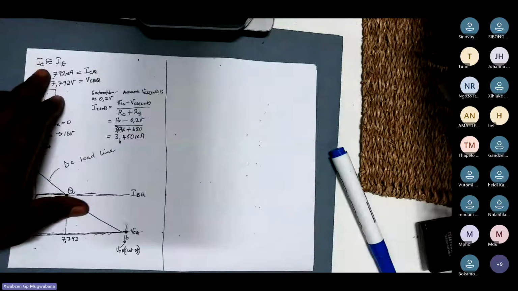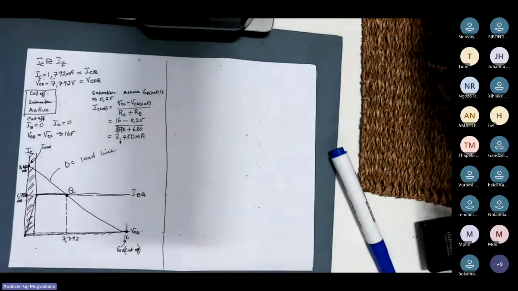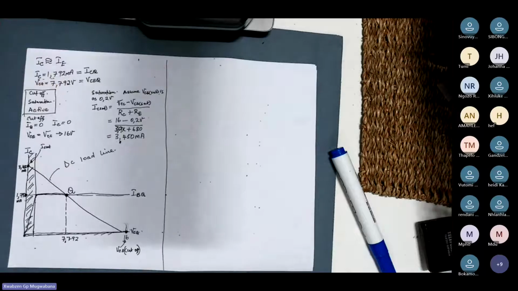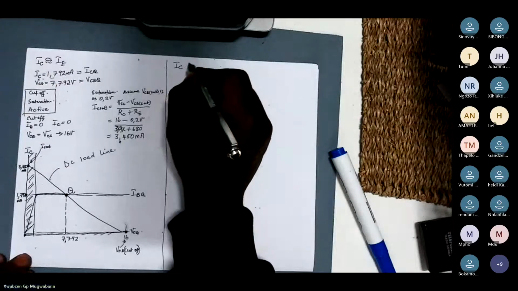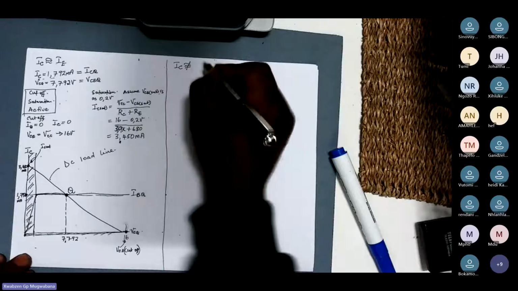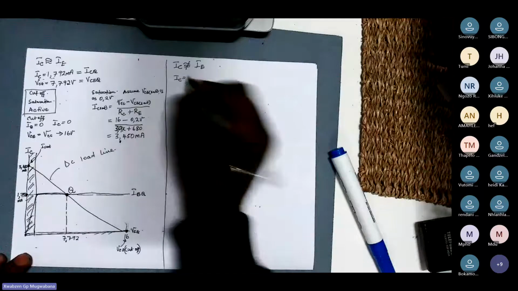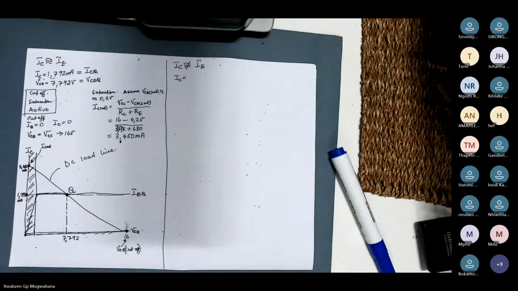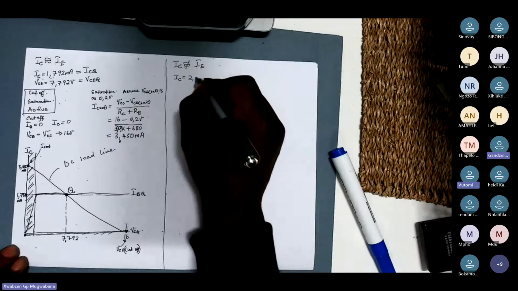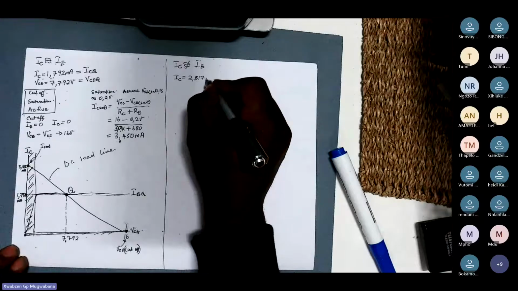Now, that was condition 1. Can you see that is when IC is equivalent to IE? Now, the same thing, when IC is not equivalent to IE. What is your IC that we have determined in that part? 2,817 milliamps.